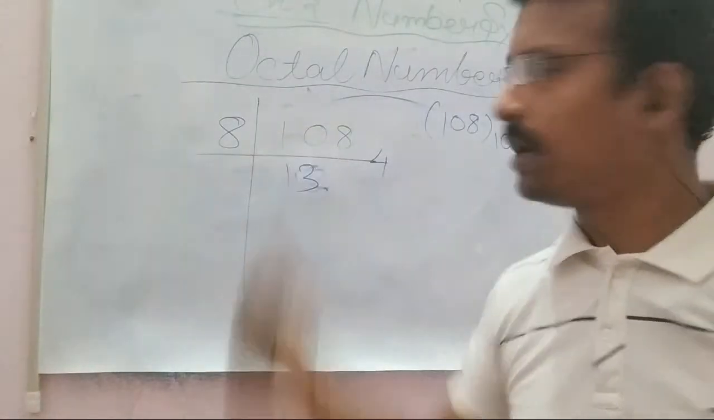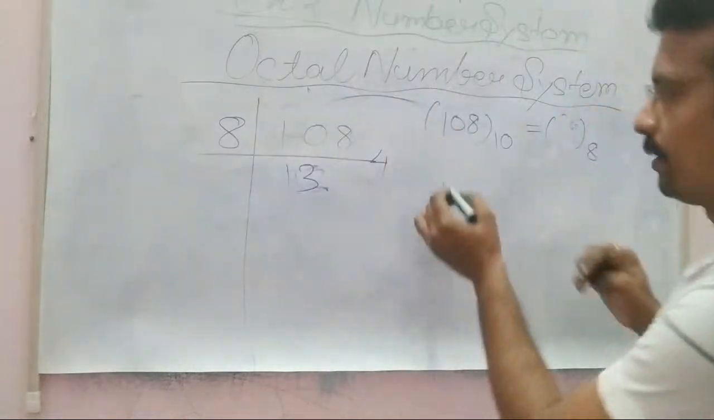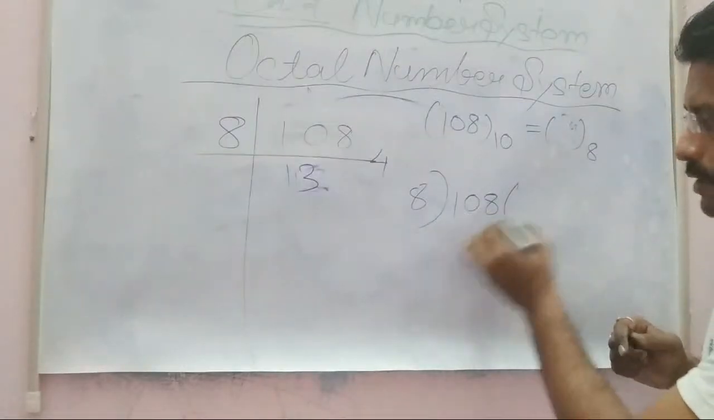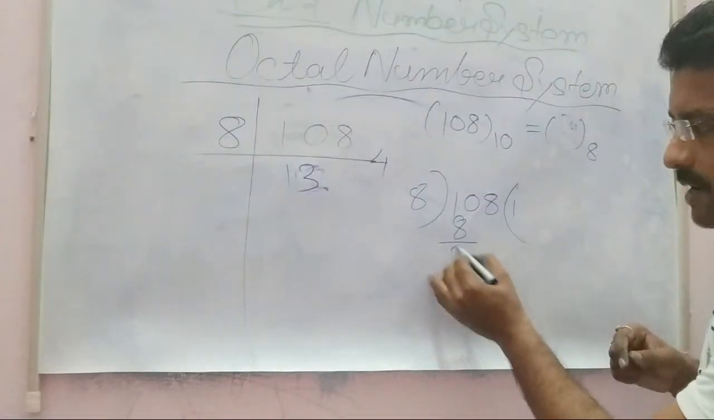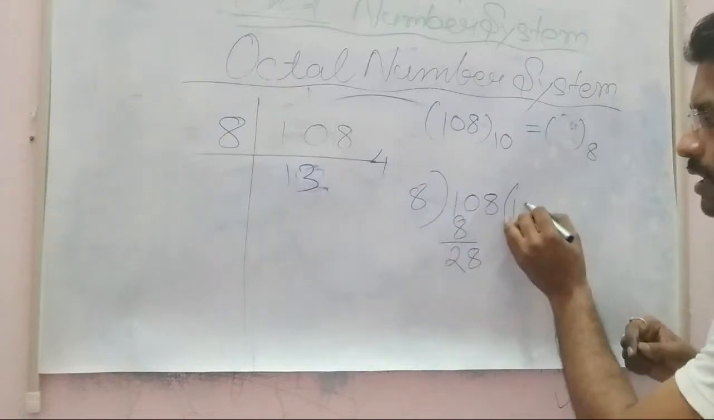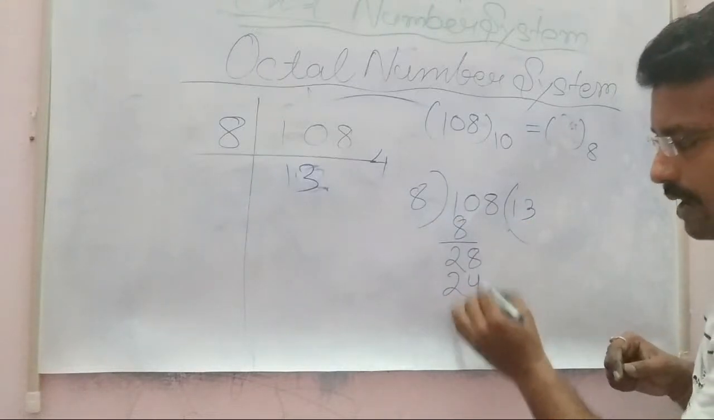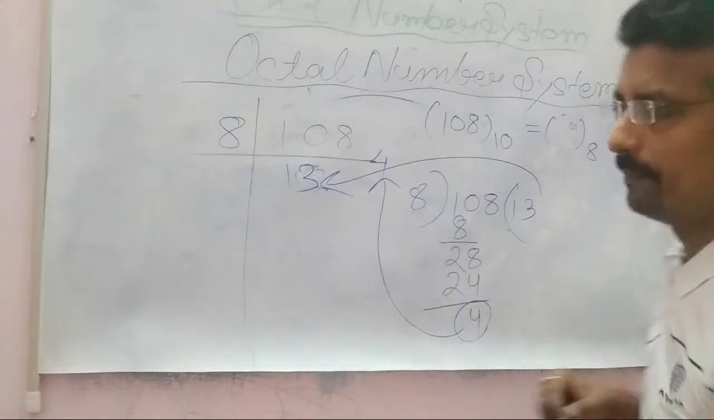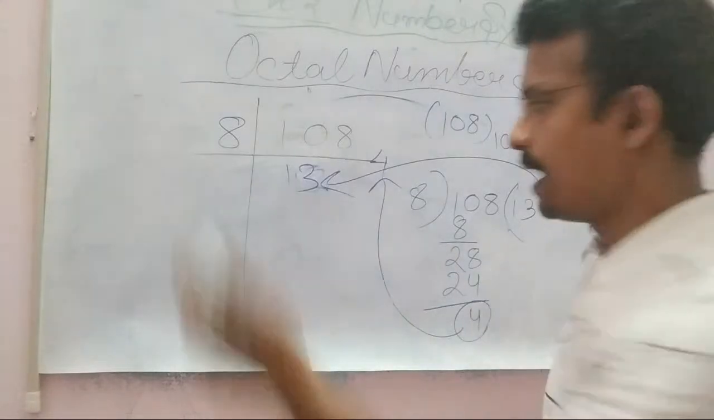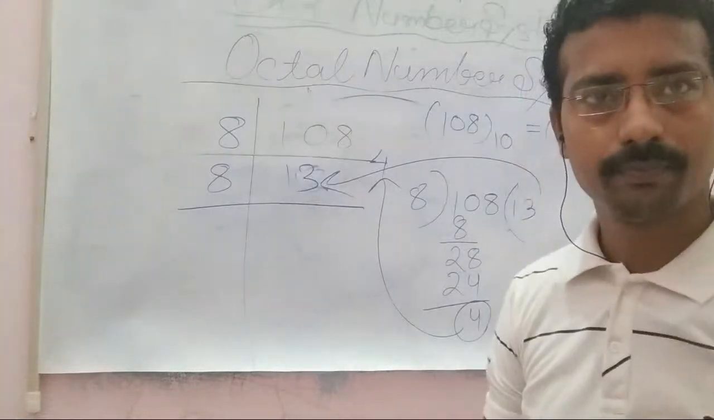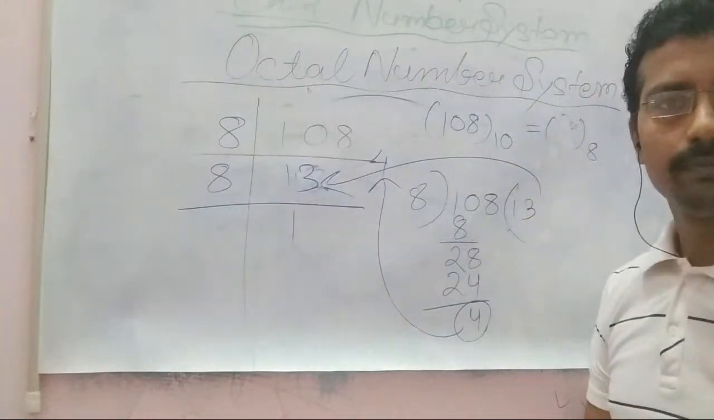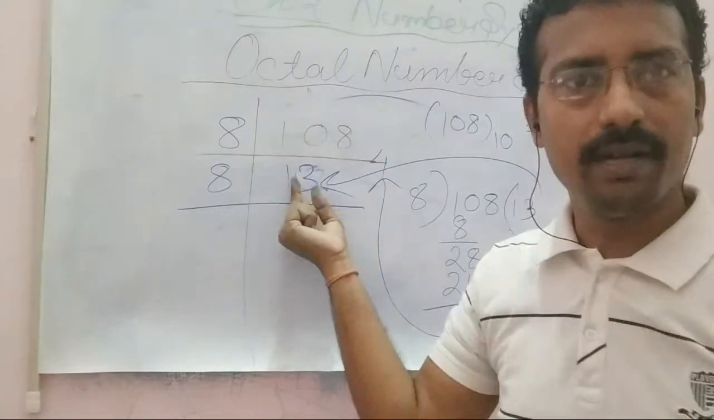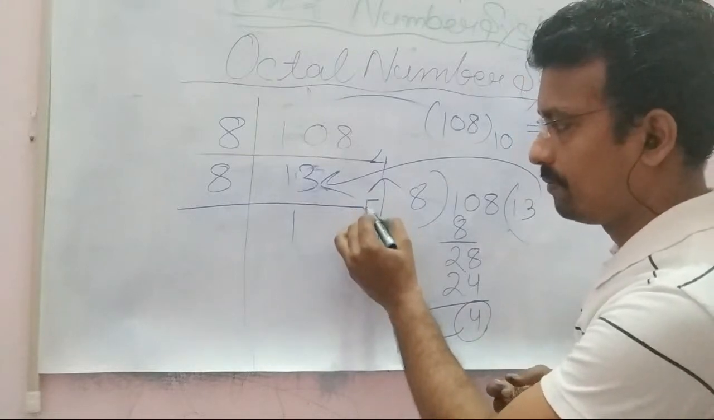If you have any doubt regarding this, you can do the division calculation this way: 108 divided by 8. One time 8 goes, remainder comes 2 and 28. 8 threes are 24, and the remainder is 4. So I have written this here, and you are getting this here. Clear? Now, next we divide 13 by 8. 8 ones are 8, and what remainder is left? 5.